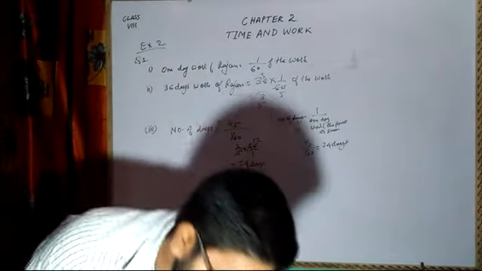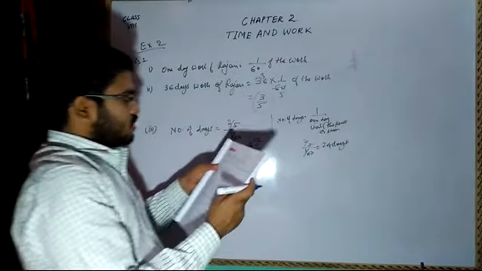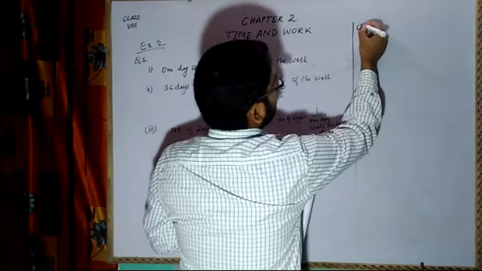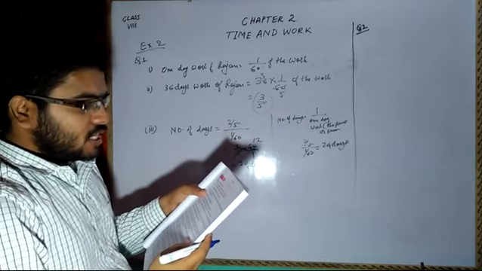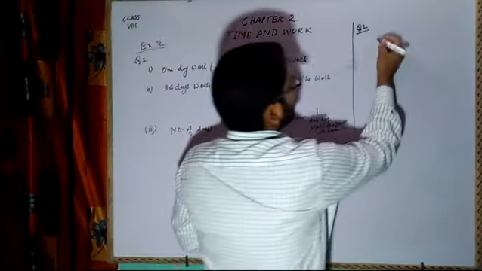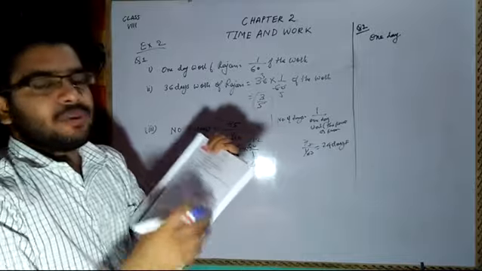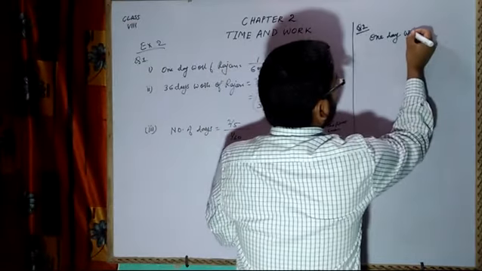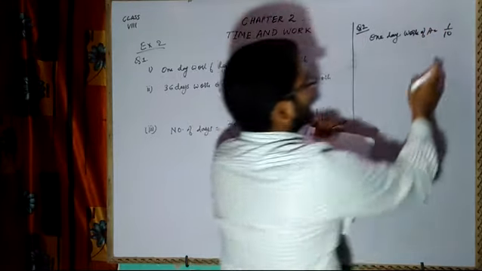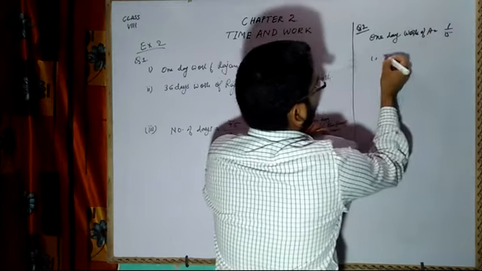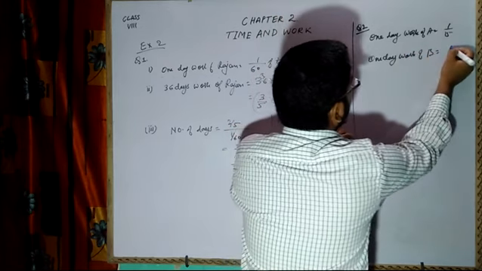Now question number 2 I will be solving. Question number 2 says that A can do a job in 15 days, B in 10 days. How many days will they take to finish the job if they work together? So 1 day work, simple questions are there. A can do in 15 days, B in 10 days. Together how many days? So 1 day work of A is equal to 1 by 15. 1 day work of B is equal to 1 by 10.